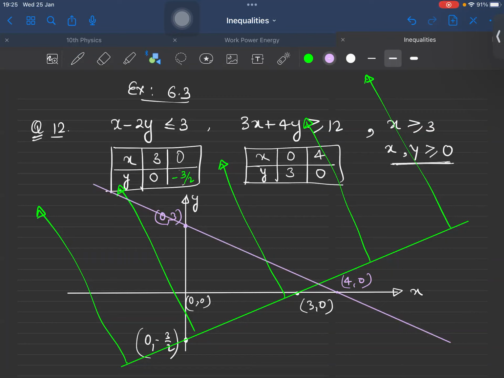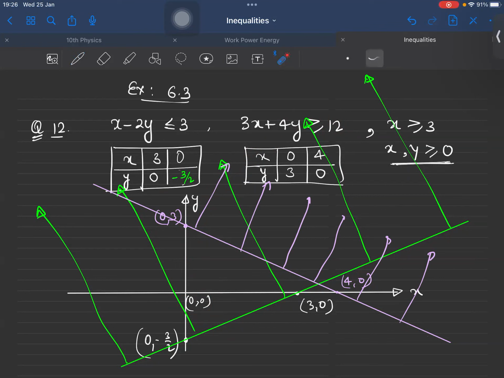Now again, check with the origin. Origin is here, right? Now if you substitute this value here, what are you going to get? 0. Now 0 is greater than or equal to 12. No, it is incorrect. That means all the values above it. Right? All the values above it. Anybody is having doubt here, we can go through it. So you just need to check any point. And what better point than origin? See, if you substitute the value of origin, that means x and y both 0, you will get to know whether it is correct or not.